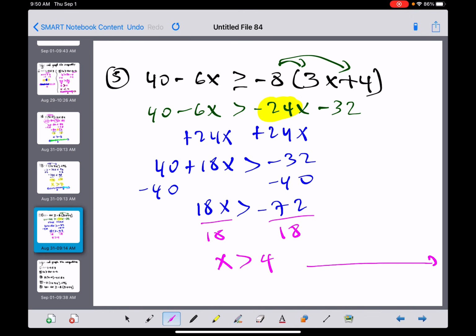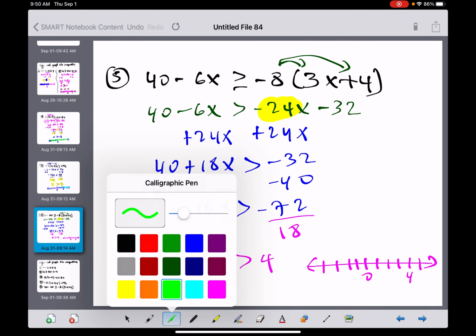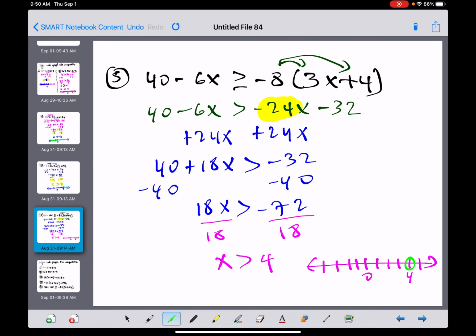So my graph would look like this. 0. So at 4, 1, 2, 3, 4, it's going to be an open dot, and it goes towards the right-hand side. Okay, and that's it. Voila, done.